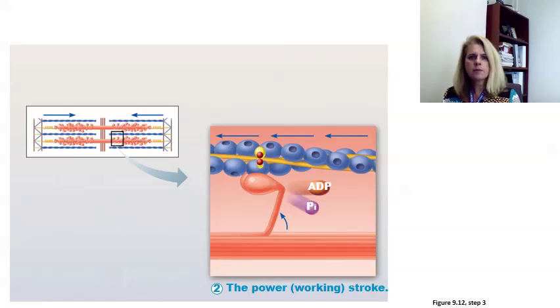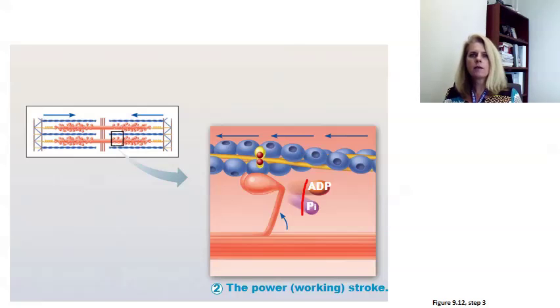Now the second step is called the power stroke. And so this is where the myosin literally cocks and moves the actin. And this is called the power stroke. And remember, I told you if you break a bond, you release energy. So this bond that's being broken, you're basically breaking the bond that connected the ADP and the inorganic phosphate to the myosin. Well, breaking that bond cocks or allows the myosin to move.